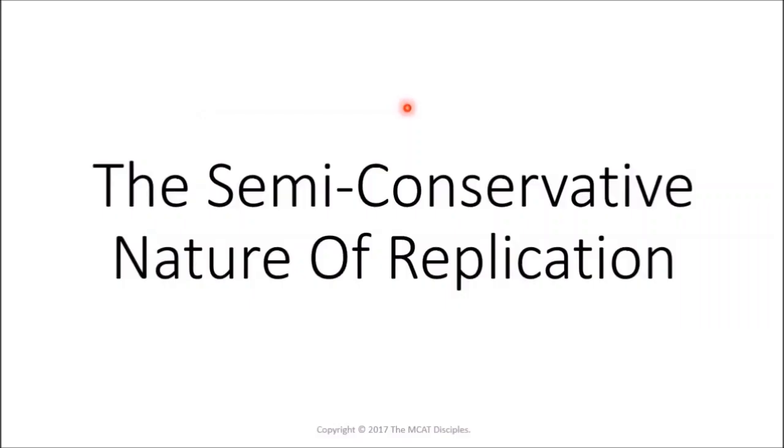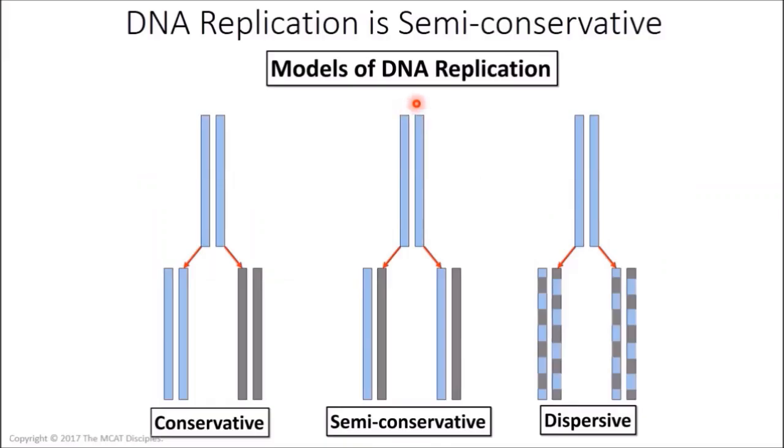The semi-conservative nature of replication. So back in the day that we were studying DNA and the way in which we can replicate, there were three proposed models. There was the conservative model, the semi-conservative model, and the dispersive model. The conservative model said that when you replicate DNA, the strands that will hybridize to one another will be the original strands, and then you'll have new strands that are hybridized with the new strands. It's hard to imagine that because that's not what actually happens, but that was one of the models.